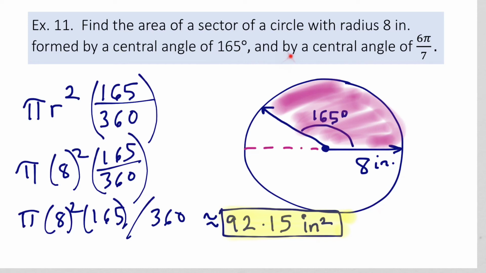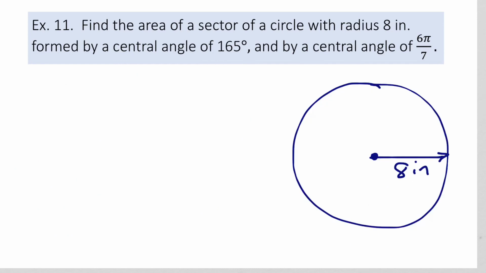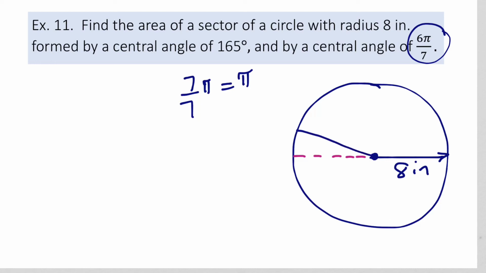All right, so let's try the second part of our problem here. So let's estimate on our diagram how much 6 pi over 7 would take up in the way of a sector. So 7/7 is equal to 1 pi. All right, so that would be this far. So it's not quite half of a circle. So let's put it about here. All right, and that would be my central angle, 6 pi over 7, and that would be in radians.